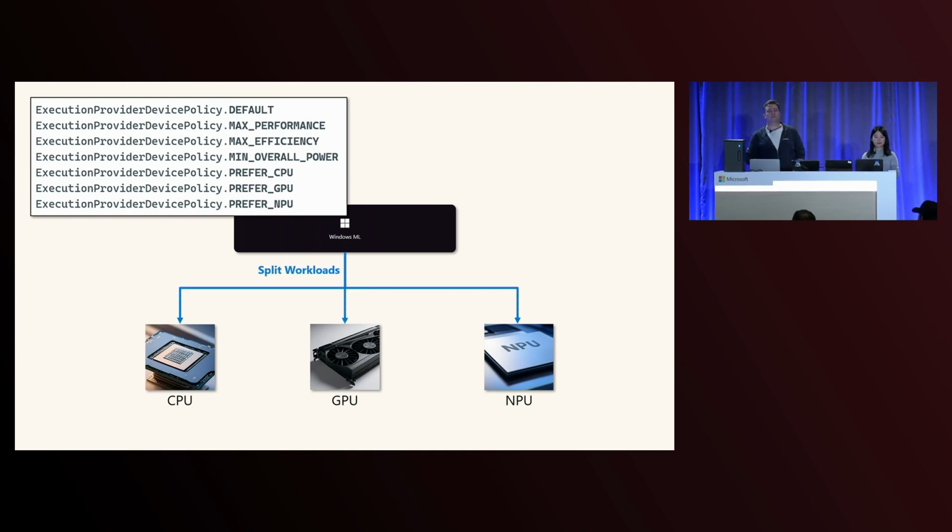So you can have a single AI workload that is split across multiple different types of processors to get even greater performance and maximize what you can get out of the hardware that your app is running on. So when we do that, we'll work that into our device policy system.